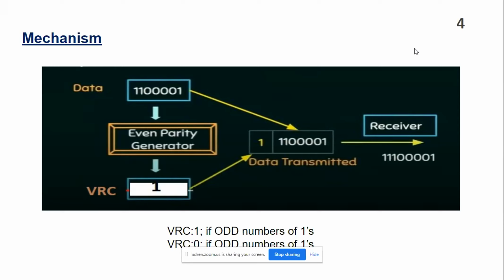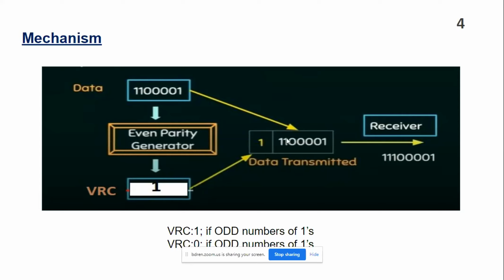Odd number of ones means there may be only one one in the data, or there may be 3 or 5 or 7. Now in this case there are 3 ones, so it generates 1 as the parity bit. It is also called a redundant bit. Here it's called the VRC parity bit. It appends this one to the data and sends that to the receiver. So the transmitted data is 1110001. We can notice here the original message and 1 as the VRC. Then 1110001 is the information which is sent to the receiver.